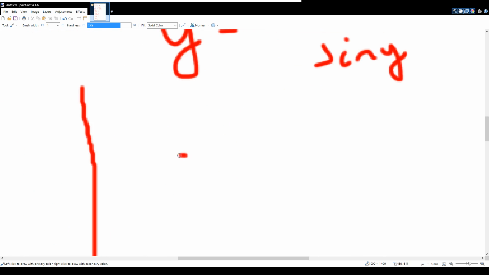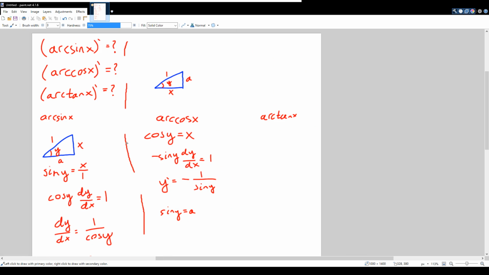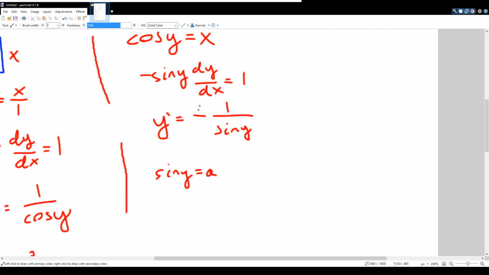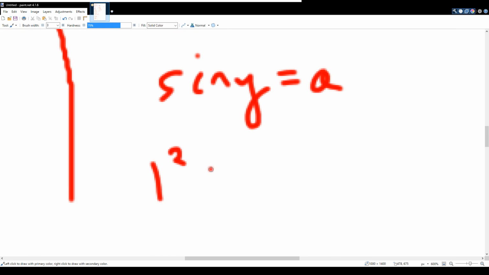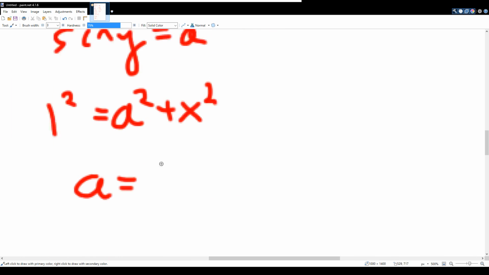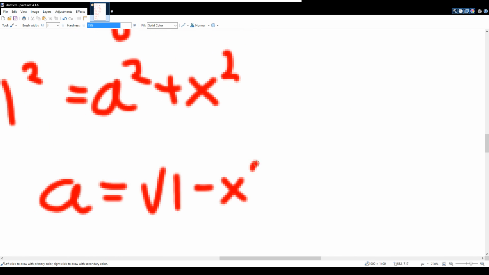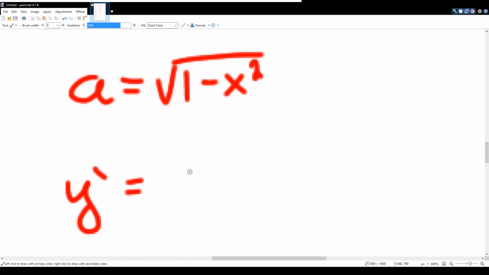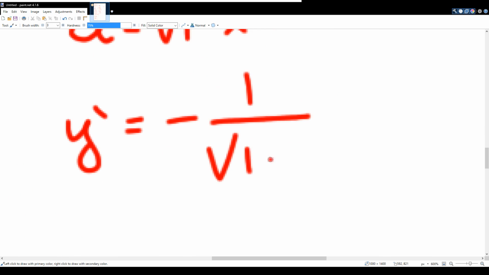So sine y is going to equal a, right? For the same reason as here, except we're just flipping it a little bit. If you look up here at the triangle up top, the sine is going to be the opposite over the hypotenuse, which is a over 1. Using the same identity as before, 1 squared equals a squared plus x squared. We get the same result for a, which should make sense because there's symmetry in the triangle. So we get y prime is equal to negative 1 over square root of 1 minus x squared.